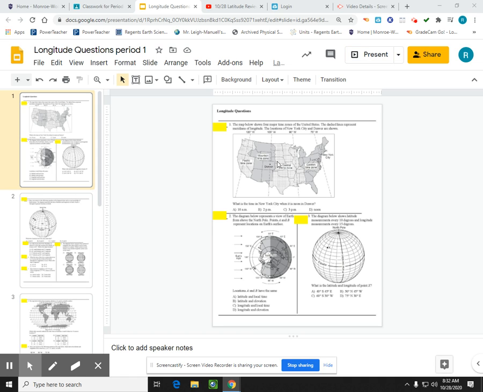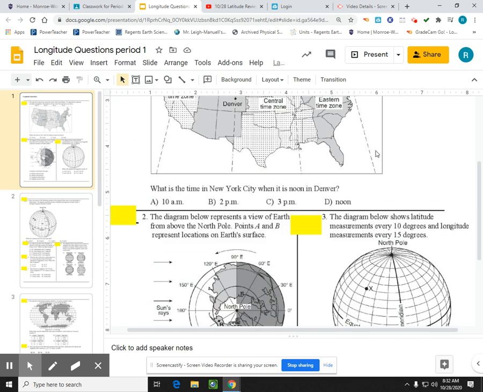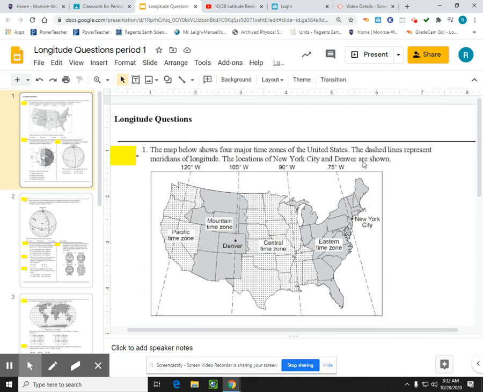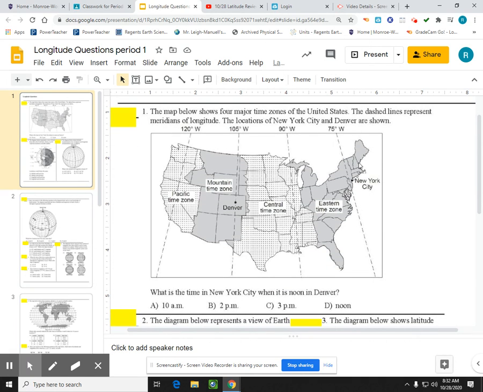All right, this is going to be to review longitudes. Let's take a look at the longitude questions here. Okay, the map below shows four major time zones of the United States. The dashed lines represent meridians of longitude. The locations of New York City and Denver are shown. And it says, what time is it in New York City when it's noon in Denver?